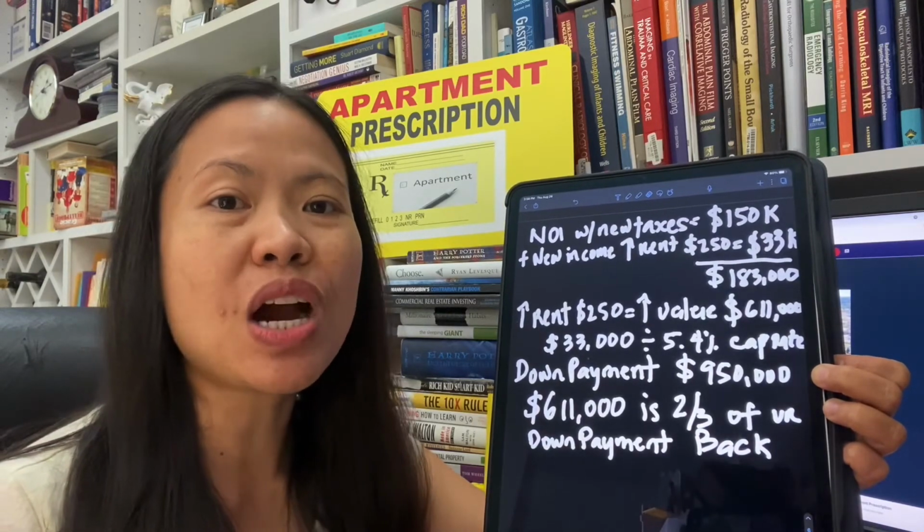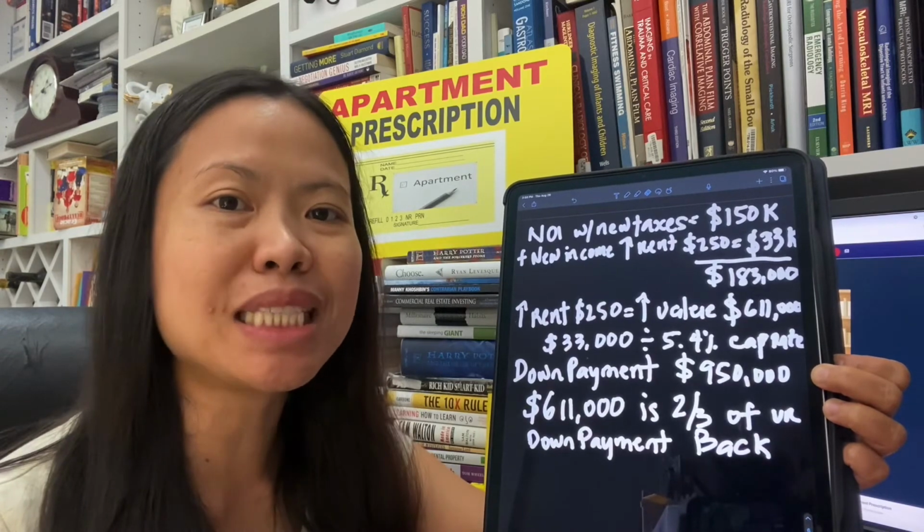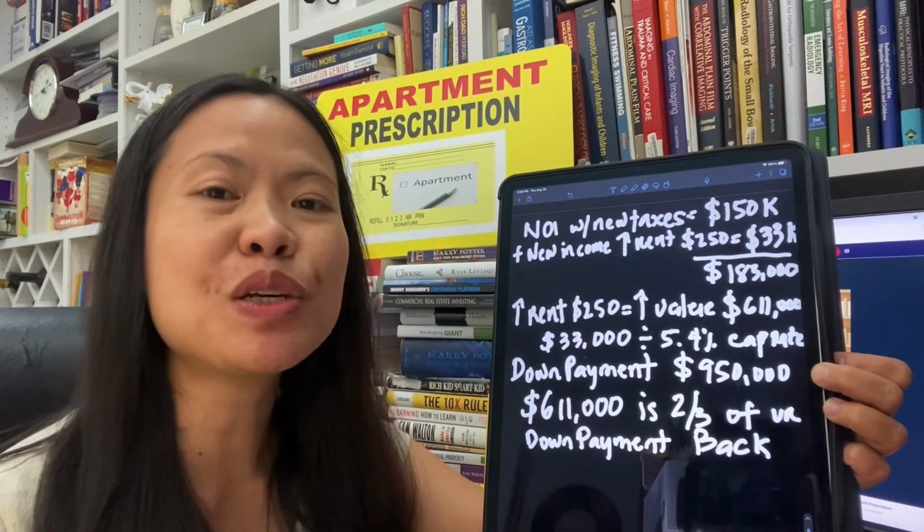So those are the numbers for today's 22-unit property located in Las Vegas. I hope you learned something.